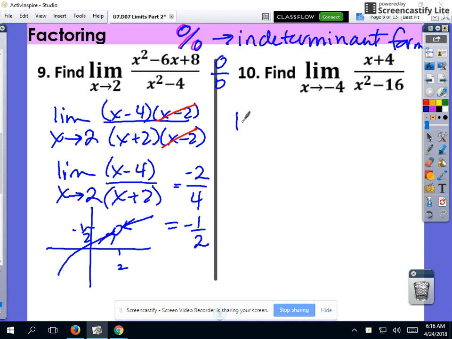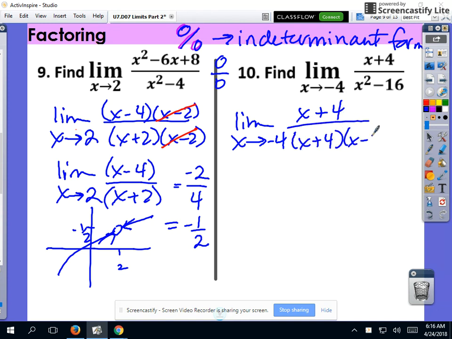Okay, so the denominator is the only thing that factors. So that'd be x plus 4, x minus 4, cancel, cancel, and then you have the limit. Oh, not red.